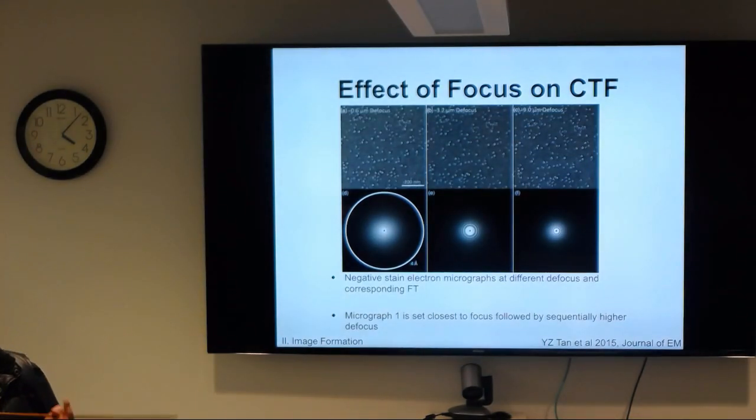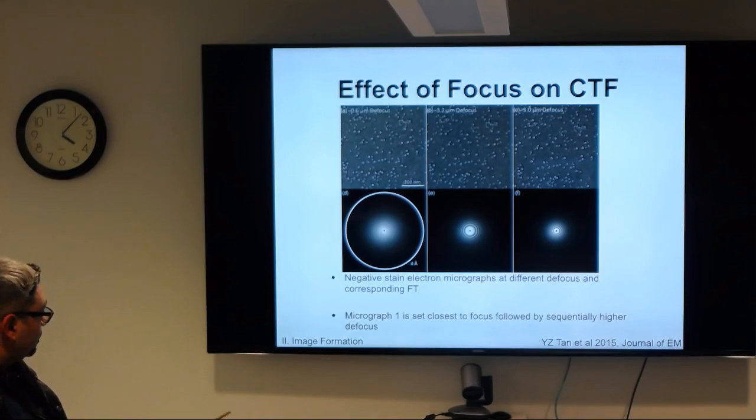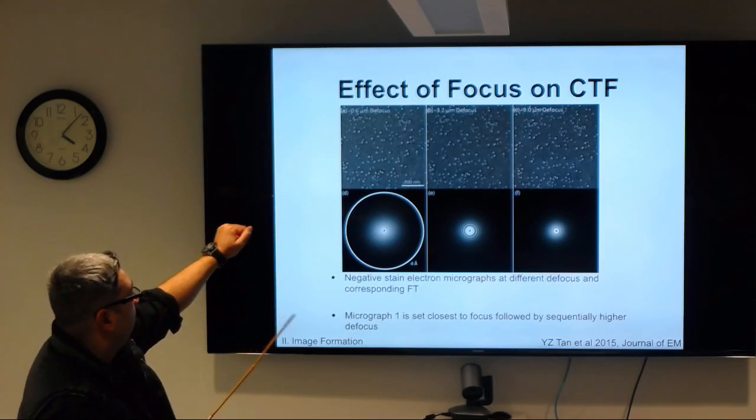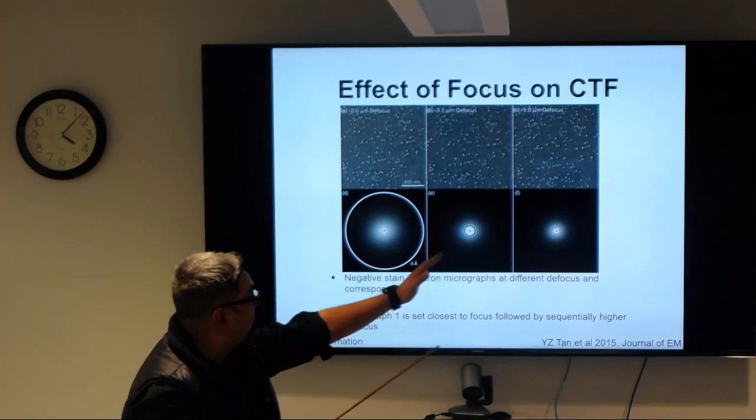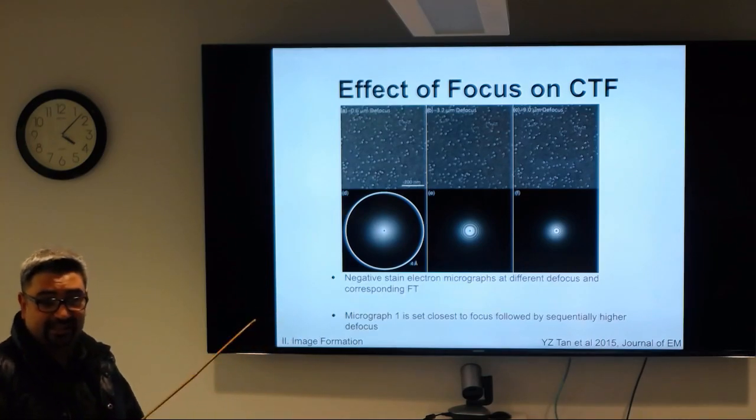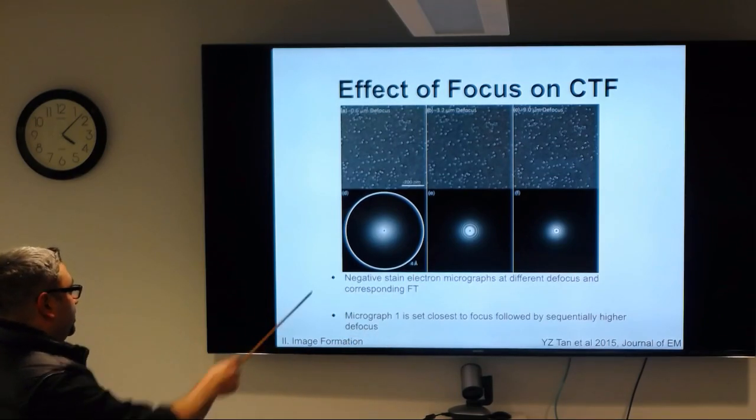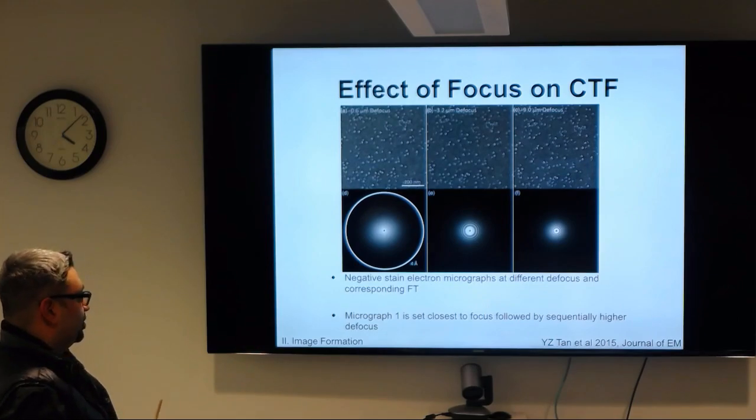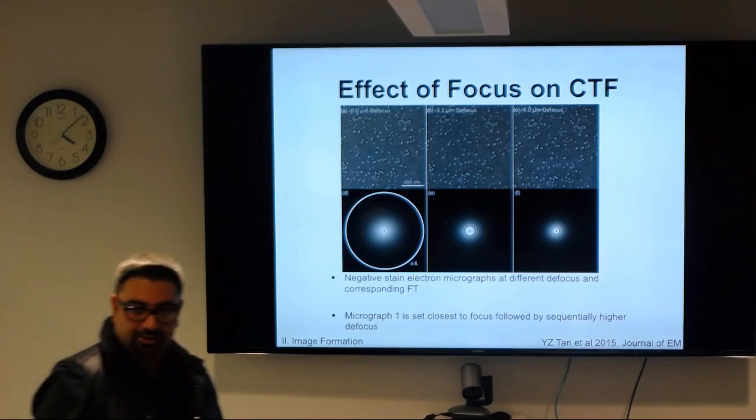But if you're actually looking at a micrograph with particles, here's a negative stain at negative 0.6 micron defocus. As you go to the right, you shift to more negative defocus and your contrast gets higher. These negative stain electron micrographs have different defocus, and these are their corresponding power spectra. Micrograph 1 is set closest to focus, followed by sequentially higher defocus. These are the types of effects that defocus has on the contrast transfer function.